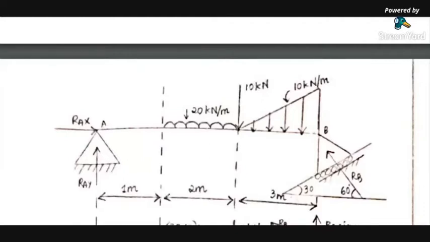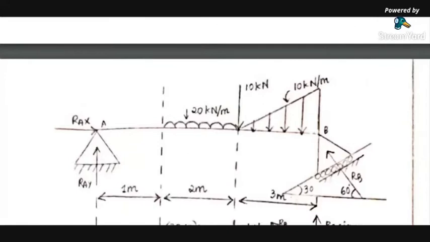And the difference is with the roller support at B. The roller support at B is inclined. The support itself is inclined at an angle of 30 degrees. So this is the main difference available.